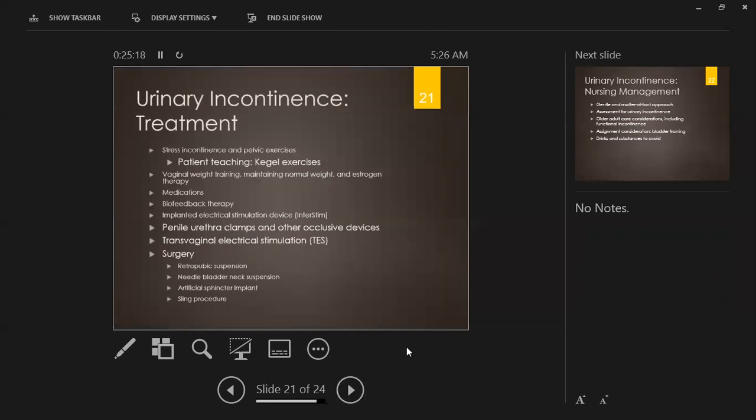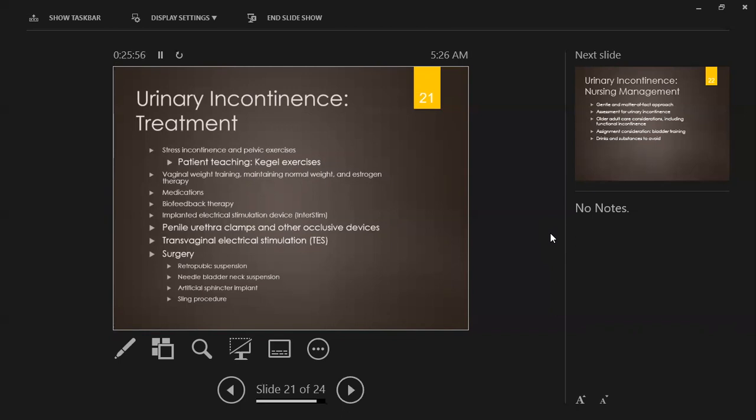How do we treat urinary incontinence? Well, stress incontinence is handled very well with pelvic exercises. Things like Kegel exercises can help to strengthen those muscles and help overcome the stress exerted by the increased intra-abdominal pressure, which is going to compromise the sphincters. Vaginal weight training, maintaining a normal weight, and estrogen therapy are very important, especially for our postmenopausal women, in order to strengthen the muscles and the integrity of the tissues surrounding the urethra.